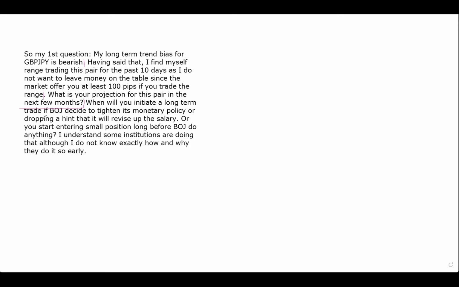When will you initiate a long-term trade if BoJ decides to tighten its monetary policy or drops a hint? I would basically get on USD JPY long. This is my trade if I want to express anything against the yen. I think that answers your question.